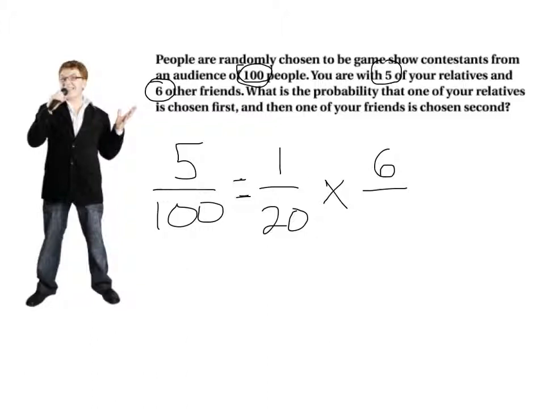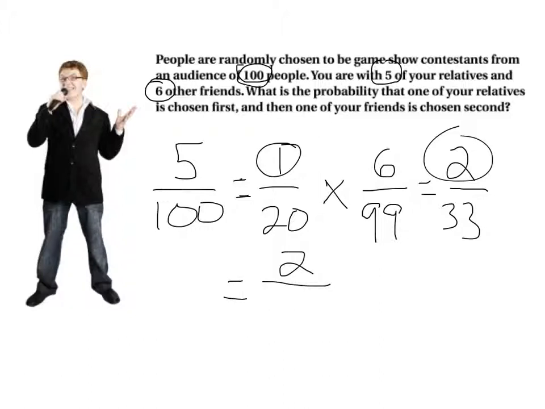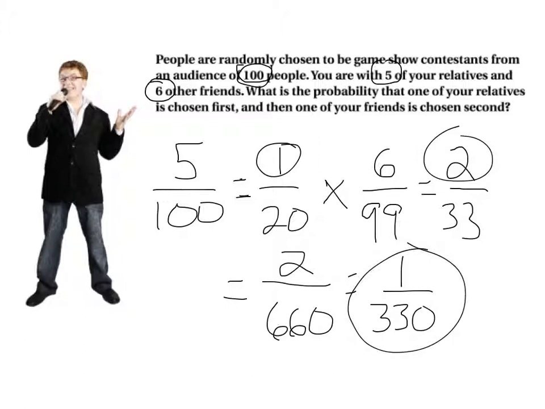Here's the key though. One person has been chosen the first time, so there's actually only 99 people the second time. So we're multiplying the probability of A, which is now 1 out of 20, times 6 over 99. Again, let's reduce and make life easier on us. 6 divided by 3 is 2. 99 divided by 3 is 33. Just simplify things a little bit more. So when I multiply 1 times 2, it's going to be 2. 20 times 33 is 660. I have to reduce, by 2, to 1 over 330. So what is the probability? Obviously not very good odds here. You have 100 people in the audience and you want to know the odds of one of your relatives going, then one of your friends. It would be 1 out of 330.